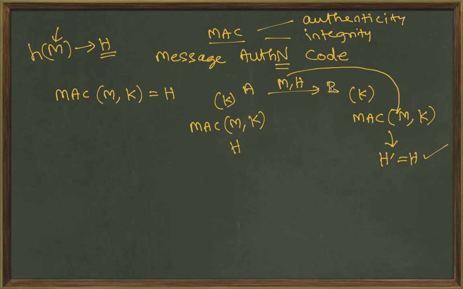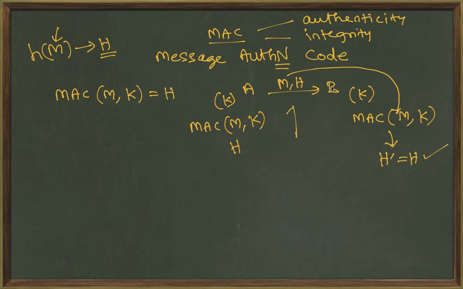Both are verified. Why do I say authenticity is also verified? Because the key K only Alice and Bob will know, right? So Bob is for sure, he knows that he is not the sender. That means the only other person who knows the key is Alice. That means the message is really coming from Alice. So that's what we mean by authenticity.